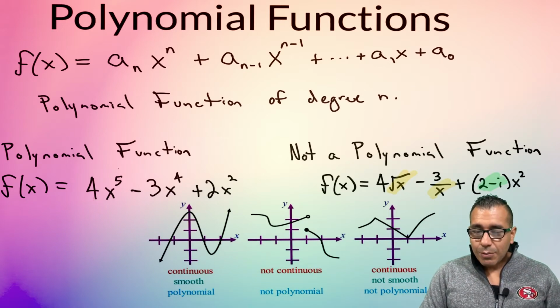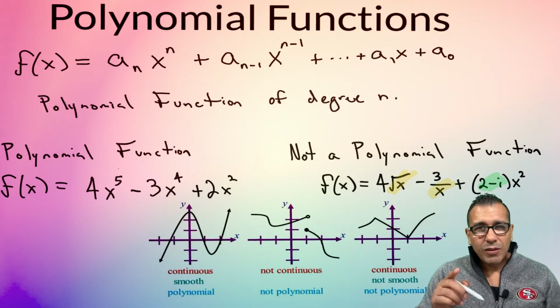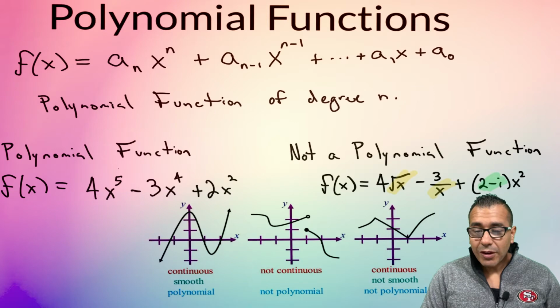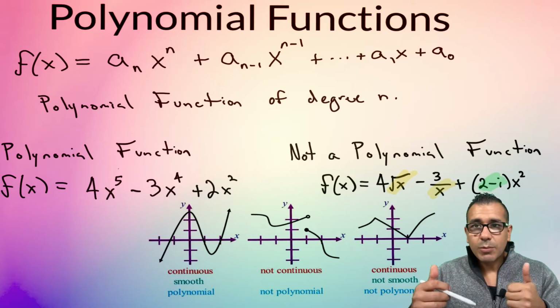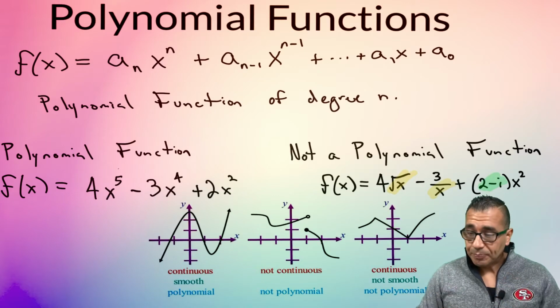You have a real number, a real number, a real number as your coefficients, right? And coefficients, those are just the numbers in front of our variables. And look at your exponents, 5, 4, 2. They're all whole numbers, so we're good.